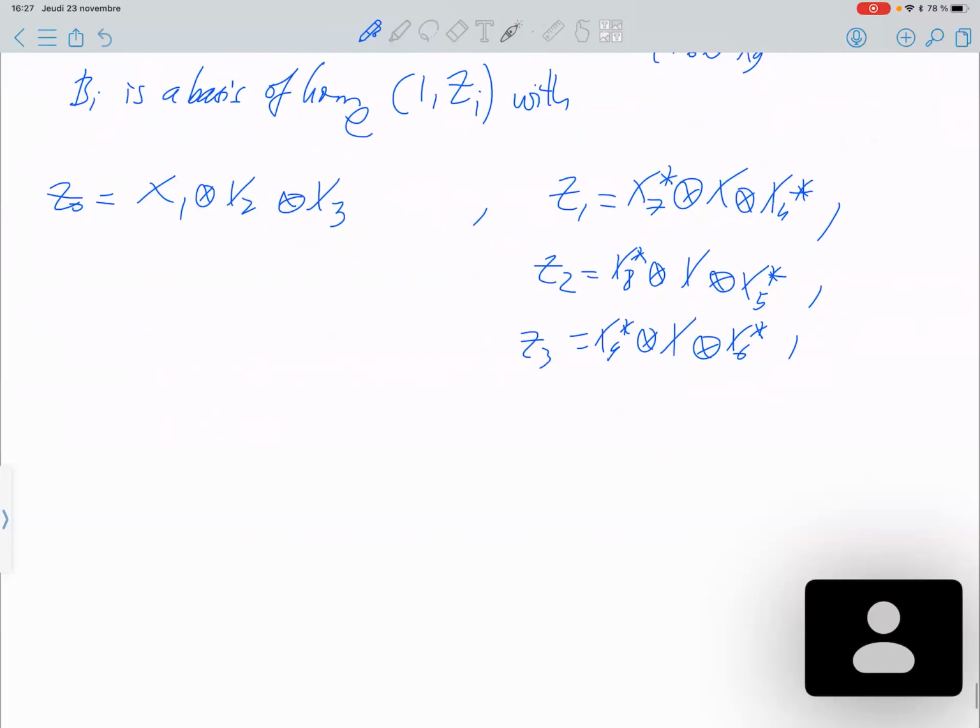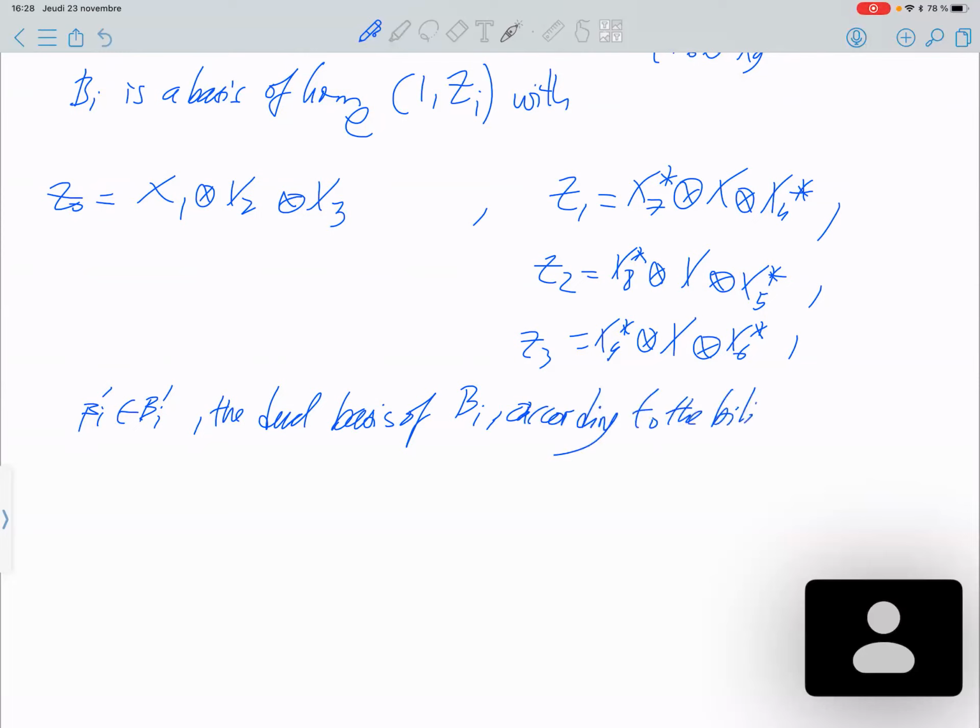Okay, and beta i prime in Bi prime is the dual basis of Bi, so this is the same as before, according to the bilinear form in Lemma 3.2. Beta maps to beta i prime is the usual bijection. So I repeat that beta i prime is not the dual in the sense of category. This is just a notation for the usual bijection between dual bases. Okay.